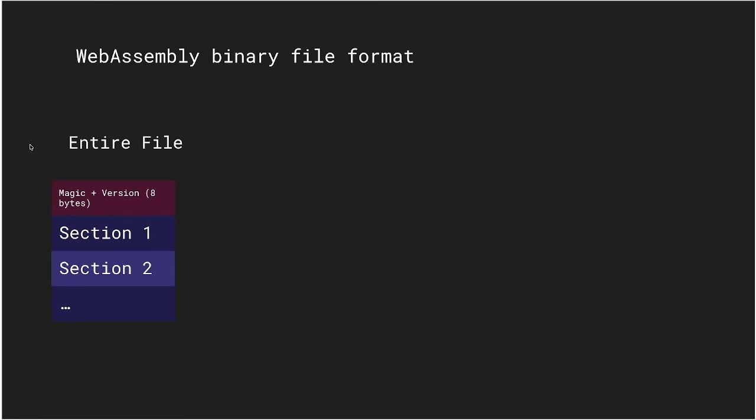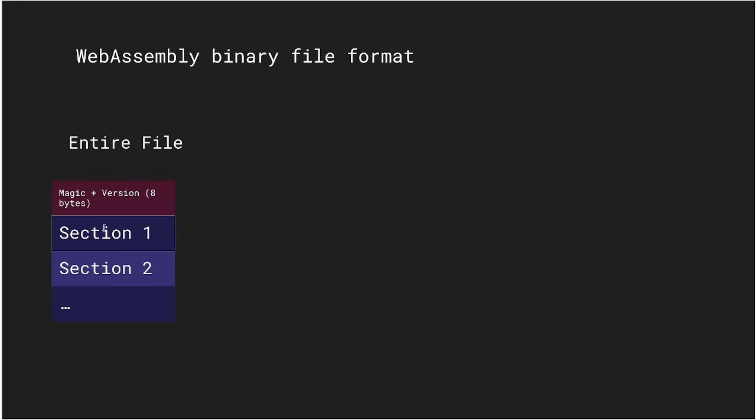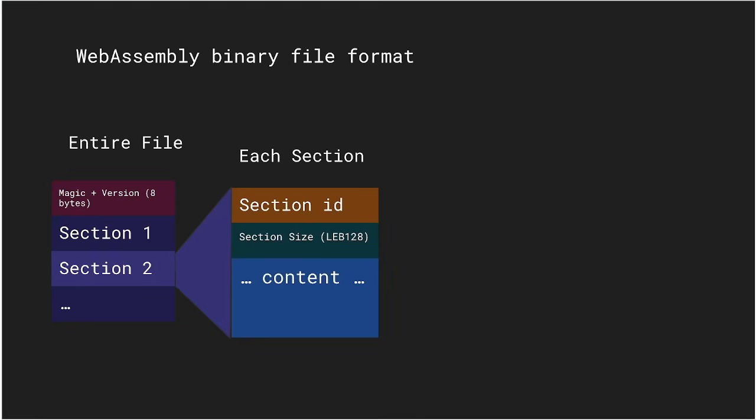At the highest level, it really is quite simple. You just have a magic and version, like these 8 bytes up here. Every WebAssembly file starts with these 8 bytes, and then sections follow. Each section has a section ID, the size of the section itself, like how big the content is, and then the content itself, which depends on what kind of section you're emitting. Like if it's a code section, it'll have the actual opcodes in here.